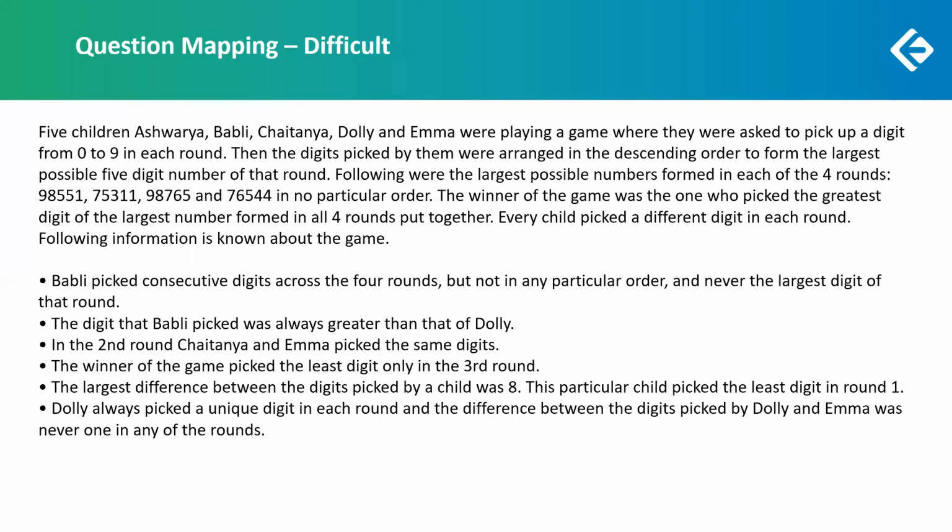Next, we had a difficult set. We had a puzzle here. So we had 5 children. They were playing a game in which they had to pick up a digit from 0 to 9 in each round. Then the digits picked up by them were arranged in descending order to form the largest possible 5-digit number of that round. Okay, then we had the various numbers that were formed in no particular order.